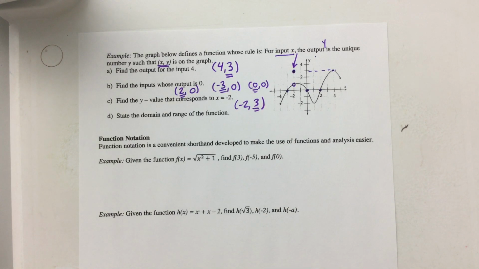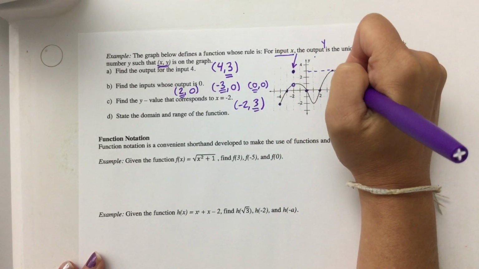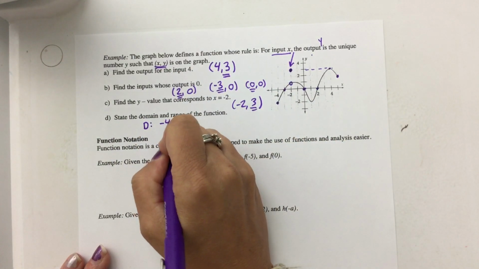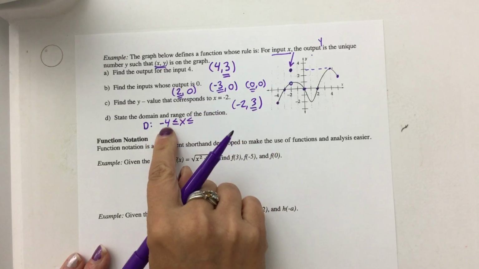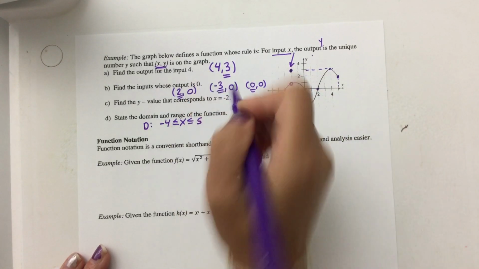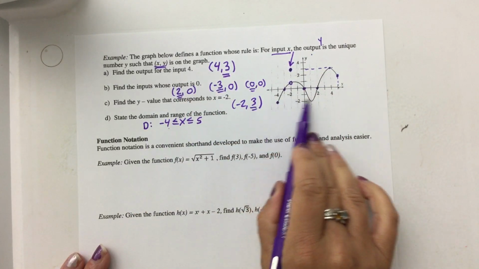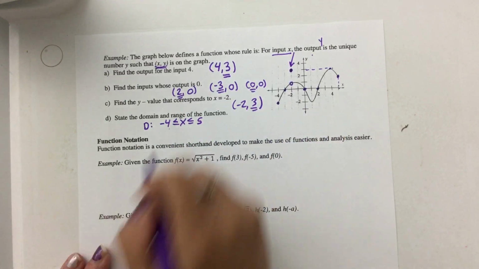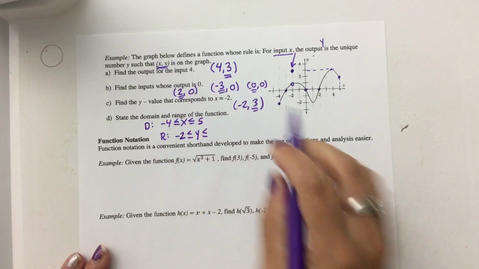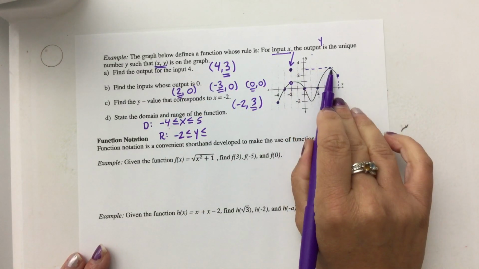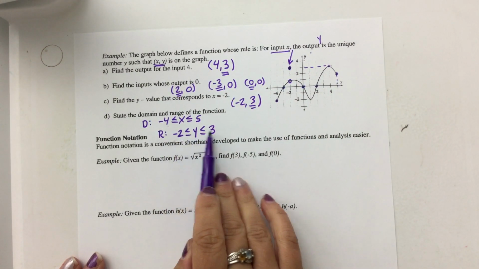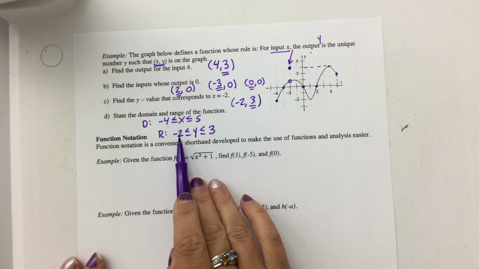State the domain and range of the function. Now notice this stops here and this stops here. Now your domain, left to right, -4 is the smallest x value. Remember, the domain is the x. So -4, it goes all the way up to right here, that would be 5. So your x values go between -4 and 5. Your range, the lowest value is -2. Now it's y, the highest value that the graph goes is 3. So your range tells us that on the y-axis, all of our values on that graph go between -2 and 3.